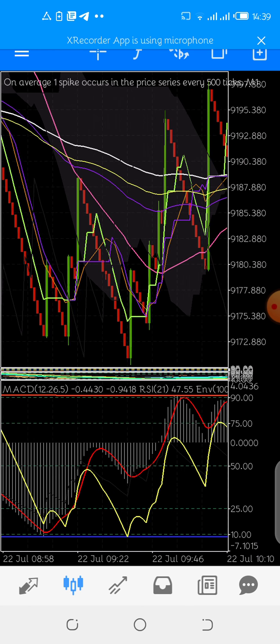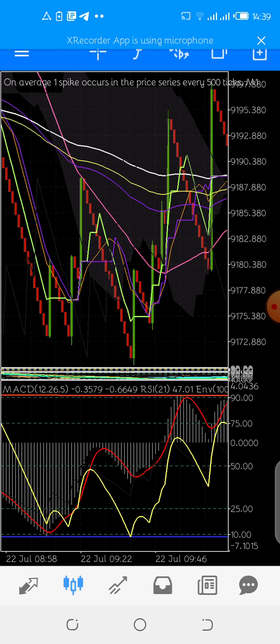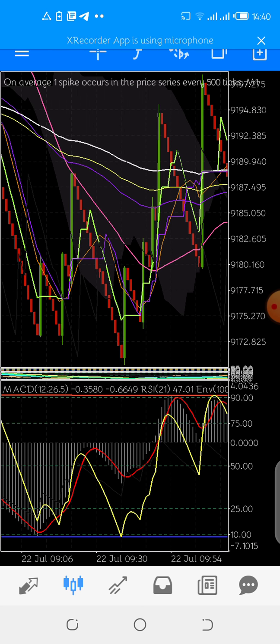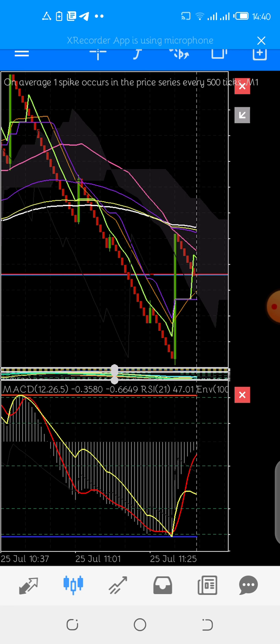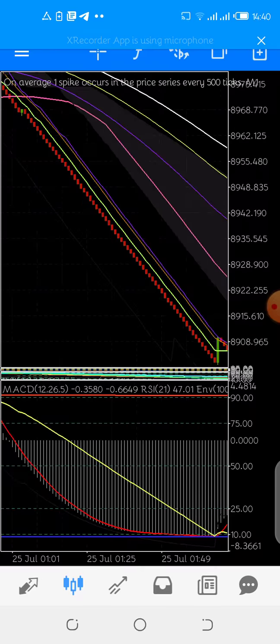Check this here. Check this here. Could you have placed this trade? For me, it's 50-50. Yes and no, according to how much. Because when it was... Oh, sorry. Again.